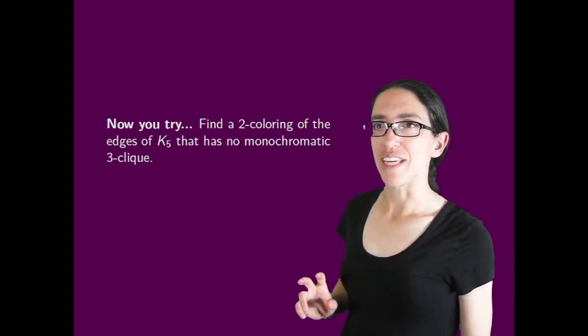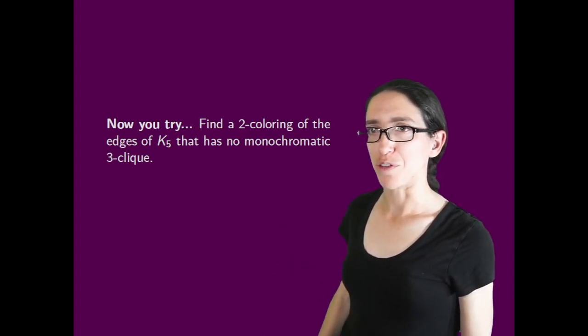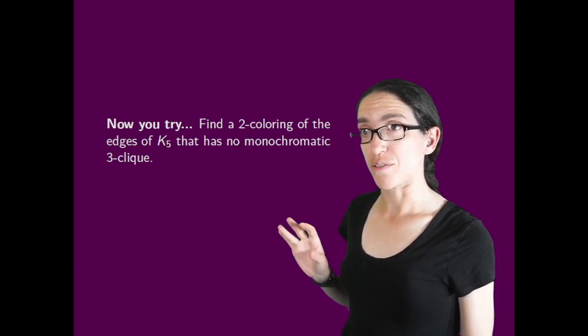Find a 2-coloring of the edges of K5 that has no monochromatic 3-clique. This will prove that R(3,3) equals 6 and not 5.